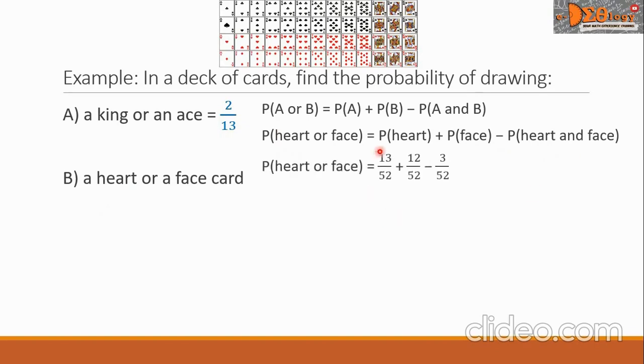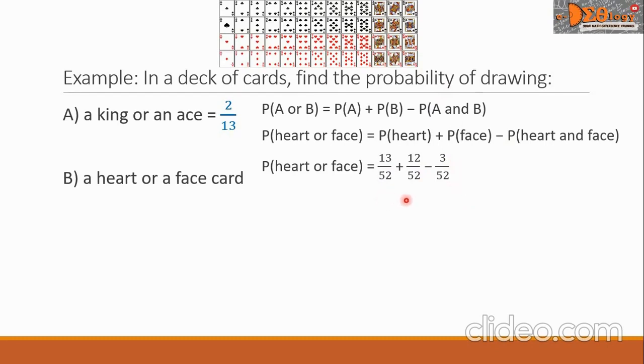So let's begin with the probability of heart. There are 13 cards with hearts. So that is 13 over 52 plus the P of face. You can see here there are 12 face cards in a deck of cards. That's why this is 12 over 52. Then minus the P of heart and face. There are 3 cards here that are a heart and a face at the same time. So we see here 3 over 52.